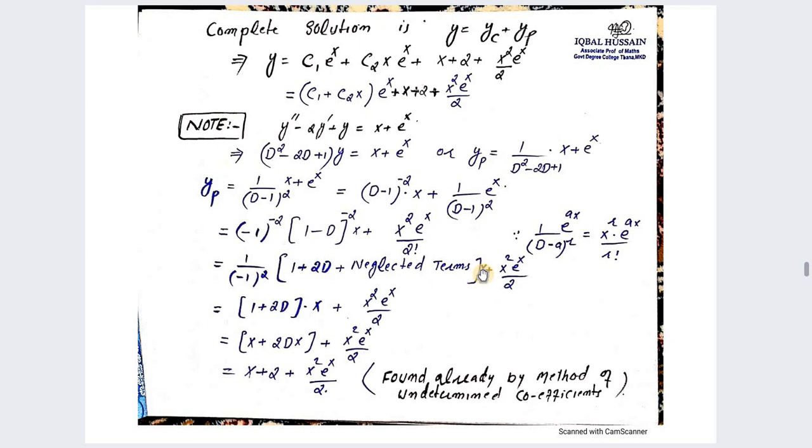Now further simplifying, this 1 over minus 1 whole square is equal to 1, this x is here, 1 plus 2D is here, this term is here. Now multiplying this x with 1, which is here, 2D into x, the derivative of x is 1, so x is here, this is 2, this is the particular integral found already by the method of undetermined coefficients.